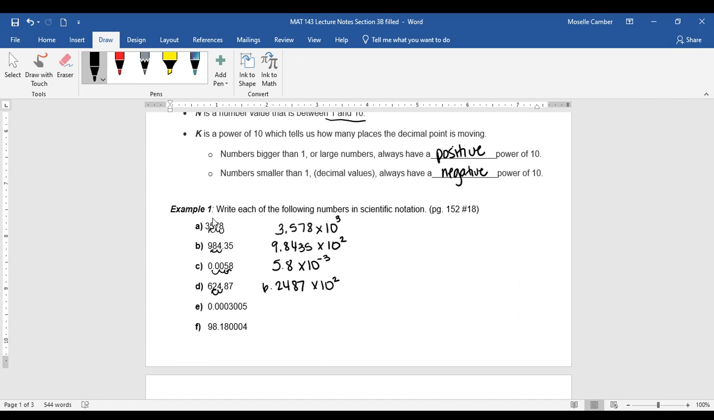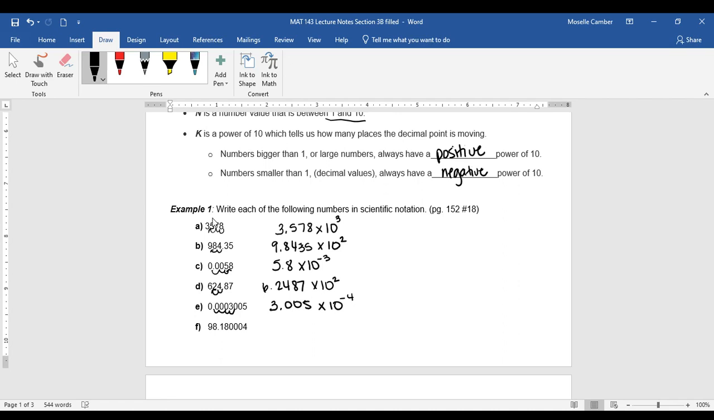Okay, for E, the first non-zero digit is a 3. So I do 3.005 times 10 to some number. So to get from here to after the 3, I go 1, 2, 3, 4. It's a small number, so it's going to be a negative 4.